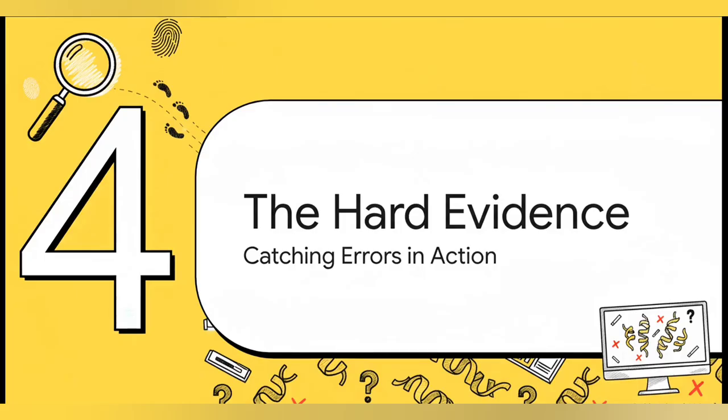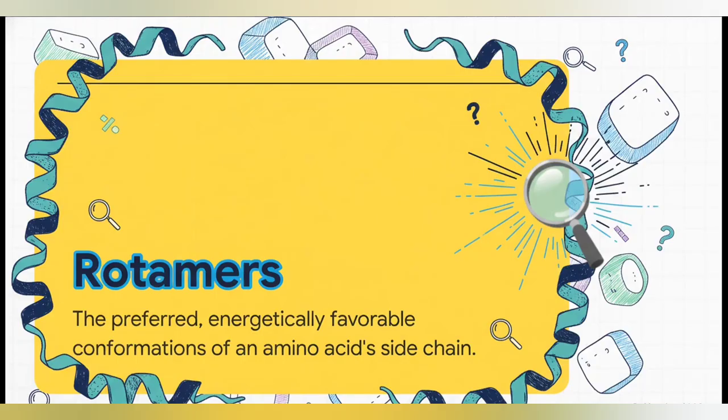Okay, let's zoom in a little bit. How does one of these tools actually uncover the hard evidence? How do they catch an error red-handed? To get this, we first have to talk about something called rotamers. So, quick science refresher. Proteins are made of amino acids, and each amino acid has this little arm that sticks out, called a side chain. Now, this arm can move, but it doesn't just flap around all over the place. It actually prefers to settle into a few very specific, very stable positions. These are the rotamers. You can think of them as the side chain's most natural or comfortable poses.